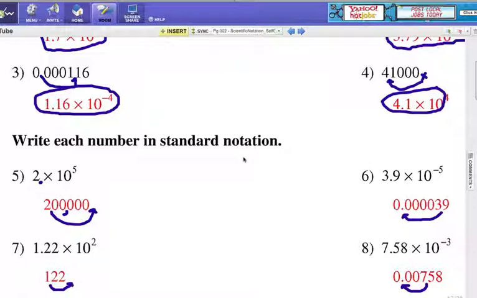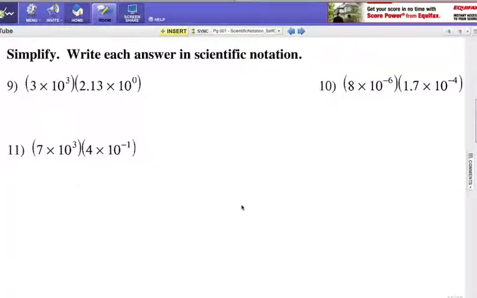And now let's try multiplying. In 9, 10, and 11, we're going to take scientific notation numbers here and multiply them together. So remember, your final answer must be in proper scientific notation. All right, give those a try.